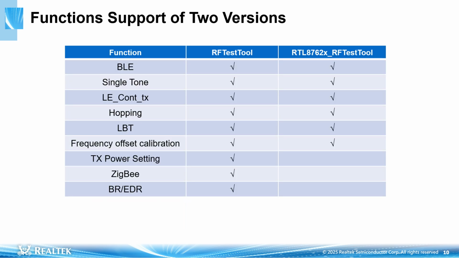This is a comparison of the test functions of the two versions of the RF test tool. Both versions support BLE single-tone, LE continuous transmission, hopping, LBT, and frequency offset calibration test functions. But the new RF test tool also supports Zigbee, BR-EDR and transmission power setting functions. However, the current BLE SoC series chips do not support BR-EDR. The same test items are set in the same way in both versions. The following will introduce each test item using the RF test tool.